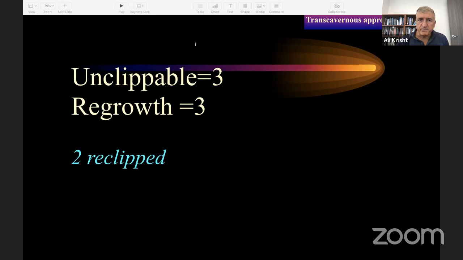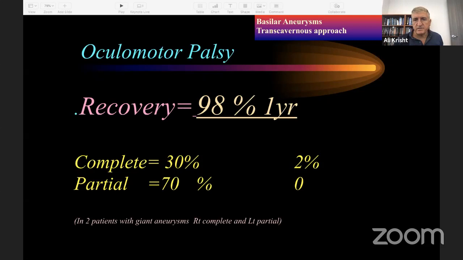It is the times that I couldn't clip it, usually if there are coils or regrowth from referred cases from previous treatments. The way we handle the nerve with skeletonizing it, relieving the pressure, it always heals.